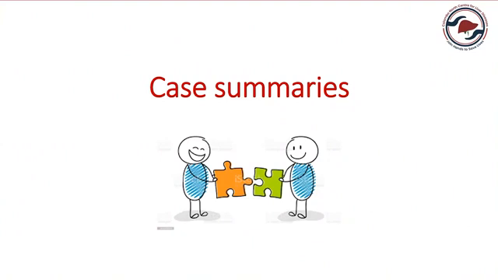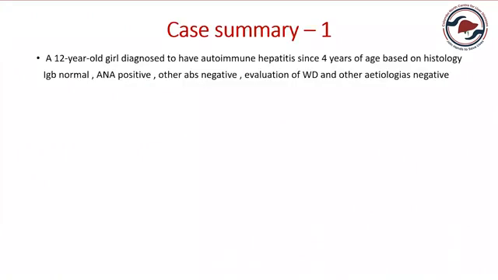So this is case summary 1. A 12-year-old girl diagnosed to have autoimmune hepatitis since 4 years of age based on histology. Immunoglobulins normal, ANA positive, other antibodies negative. An evaluation was done for Wilson's disease and other etiologies, and they were negative. So what are the possibilities? What are your thoughts?